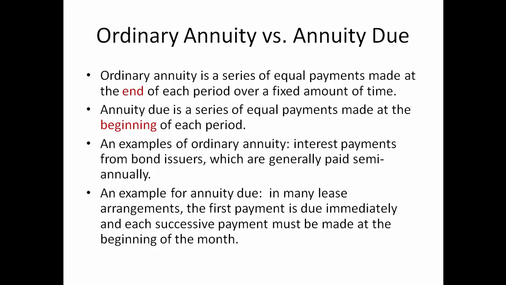So if we look at an example of the ordinary annuity, we are looking at interest payments from bond issuers. Usually they are paid semi-annually, so the first payment will be in 6 months, and the second payment 12 months later. And an example of an annuity due: in many lease arrangements, the first payment is due immediately and each other payment must be made at the beginning of the month.